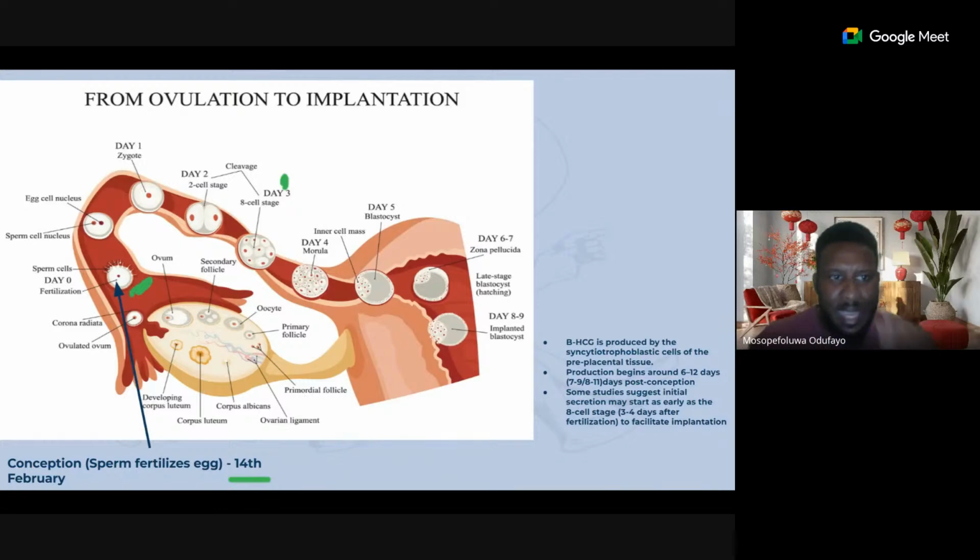Within 24 hours, a zygote has formed. So that's maybe 2 weeks and 1 day. Then within another 24 hours, it divides and divides again. And then this is day 4.